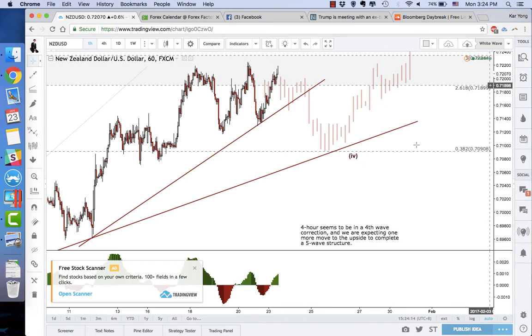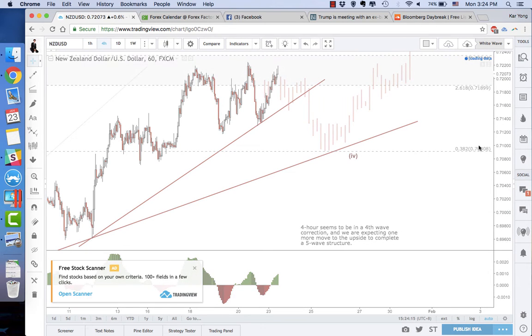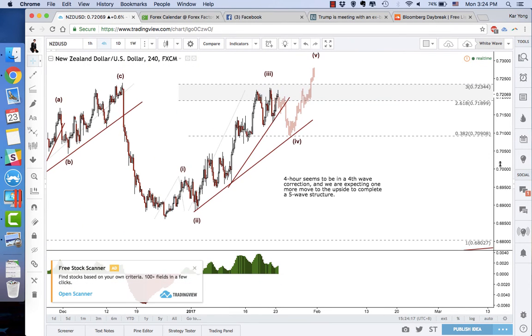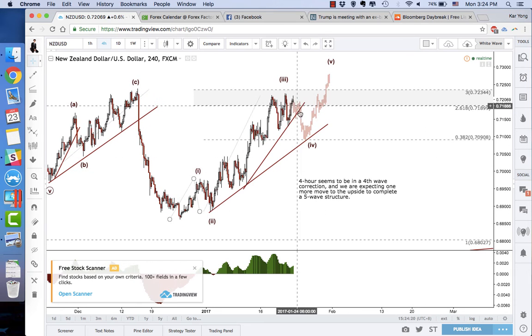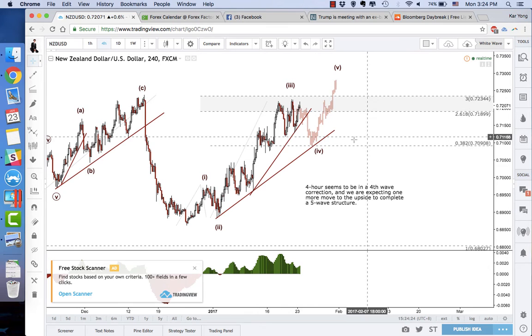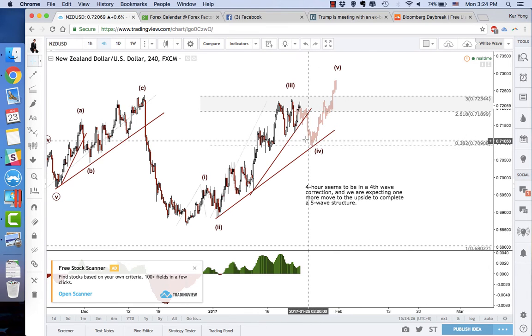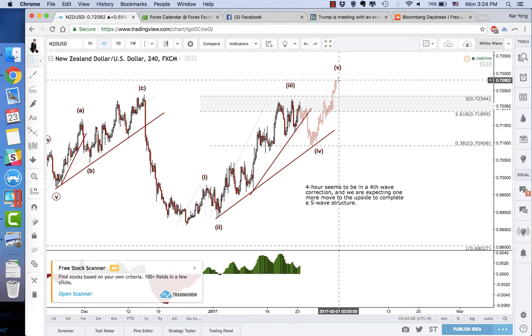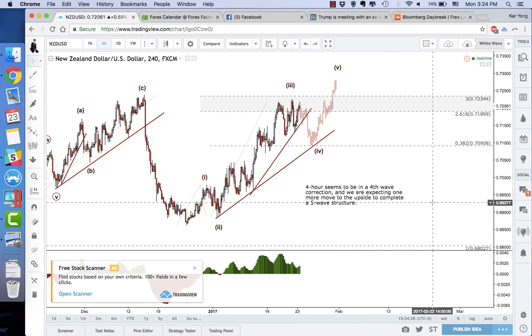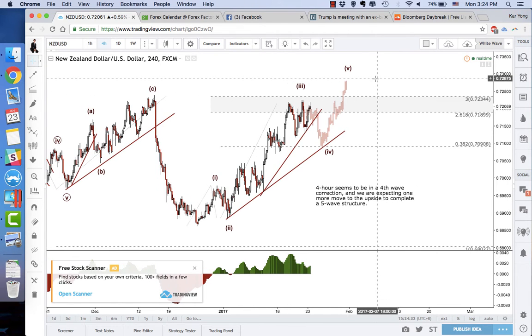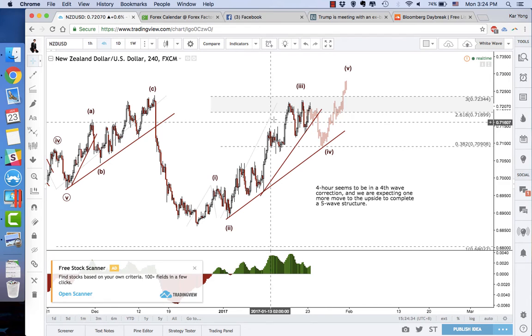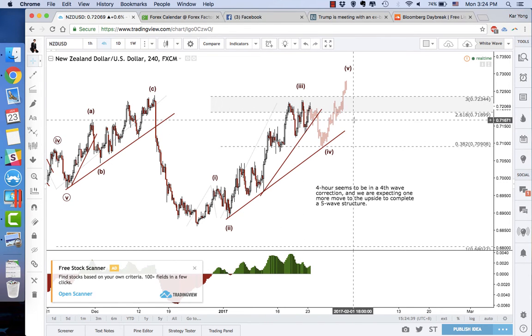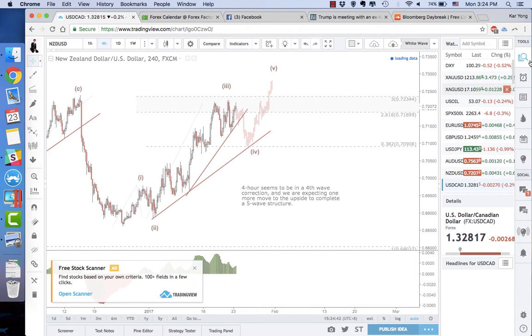Kiwi dollar is very similar to Aussie dollar as well. If I put this on the 4 hour, it'll be clearer for you. We expect some form of correction. But the slight difference between Kiwi and Aussie dollar is that Kiwi has one more move towards the upside before a potential bigger correction towards the downside. In terms of MACD, there isn't much of a divergence yet, so it's not showing signs that it's reversing as of now. So this is my outlook for Kiwi dollar.